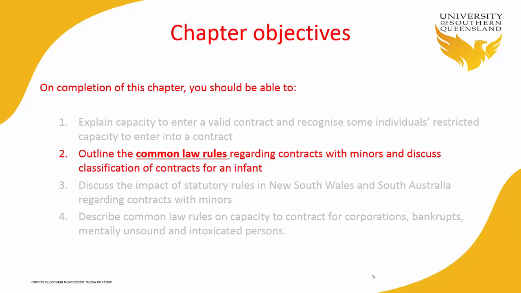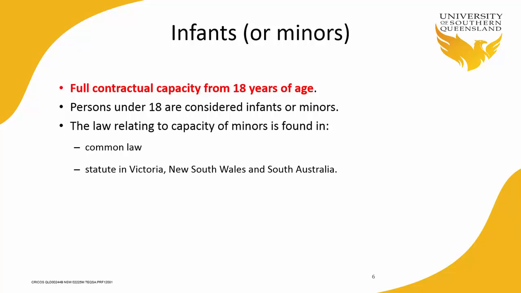Okay. Let's then outline the common law rules regarding contracts with minors and discuss classification of contracts for an infant. We start on page 281. As it says, legislation in all states provides for full contractual capacity from the age of 18 years. So if you go to table 11.1 on that page, again page 281, for example in Queensland, you will have that there's something called the Law Reform Act of 1995. Section 17 says that the full capacity to contract has to be from the age of 18.